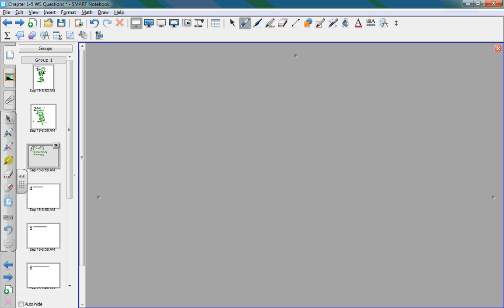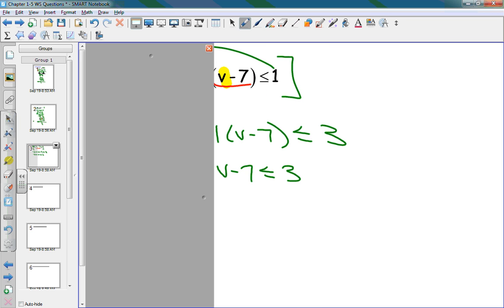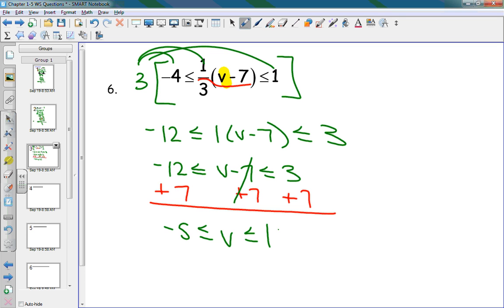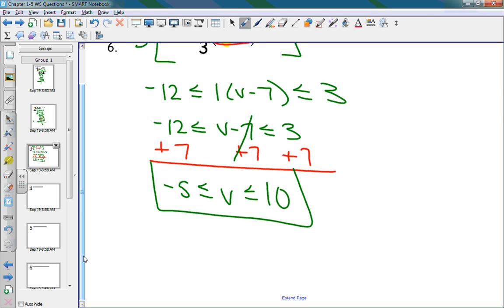Now I ask you, if I had this problem, what would I do? To get rid of the 7, it's attached to the b by subtraction. So what is the opposite? You said addition, you're correct. So I'm going to add 7 to both sides. But this time I'm going to add it to the left, to the middle, and to the right. And this is going to give me negative 5 is less than or equal to b, which is less than or equal to 10.